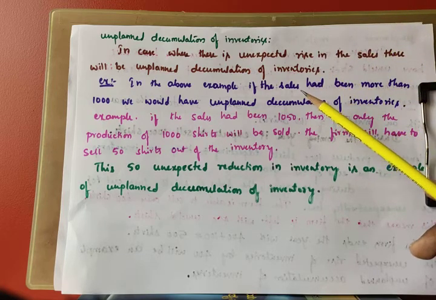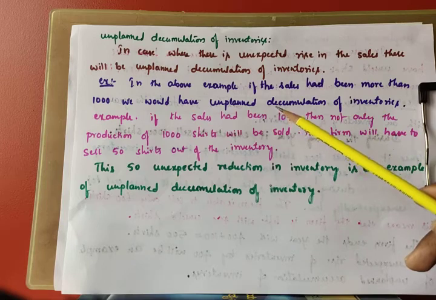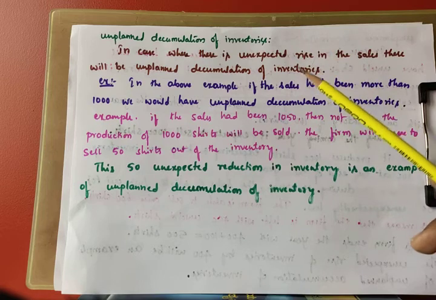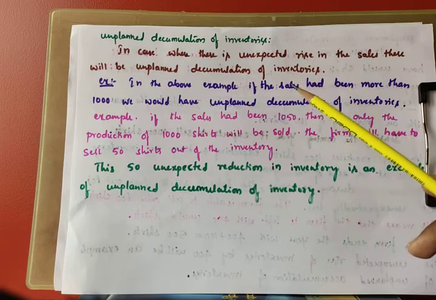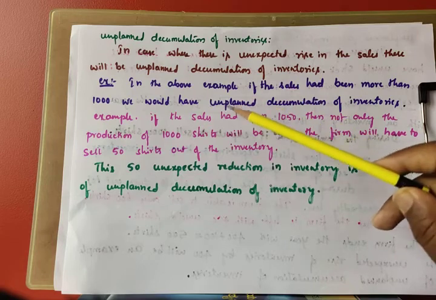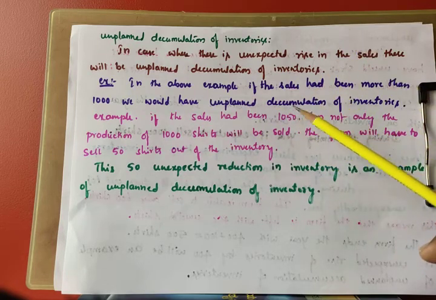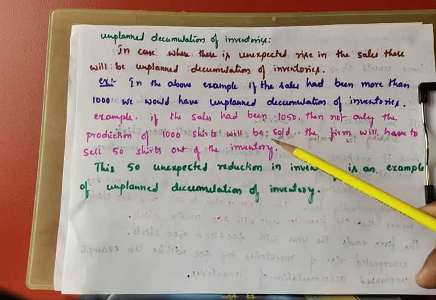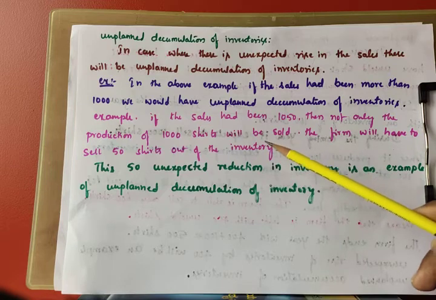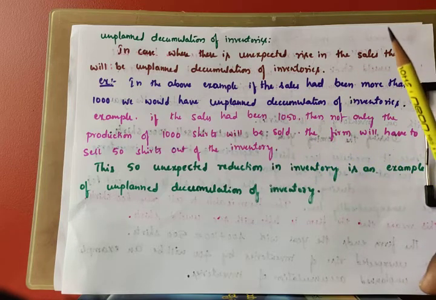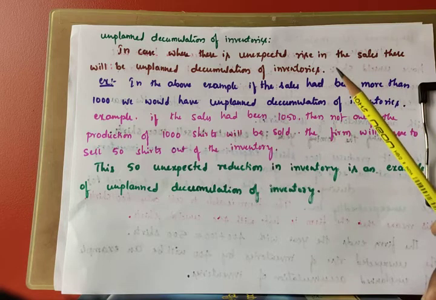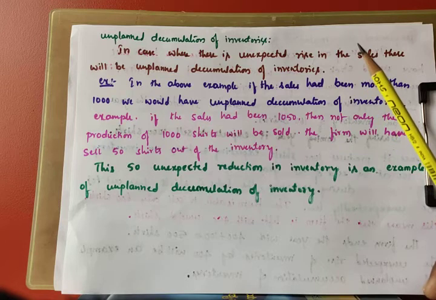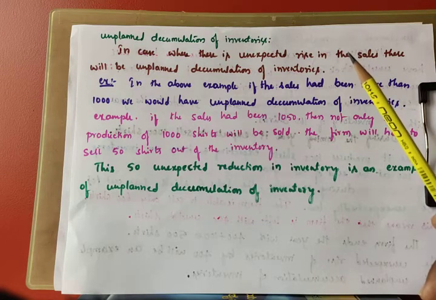What happened here? Here, if the sales had been more than 1000, they decided to sell 1000, but the situation is demanding more than 1000 shirts. So we have to explain this one. See, if the sales had been 1050, then not only will the production of 1000 shirts be sold, the firm will have to sell 50 shirts out of the inventory. Why? They already kept an inventory of 100 shirts. They decided to sell 1000, and at the end of the year they decided to keep only 100 shirts as an inventory.